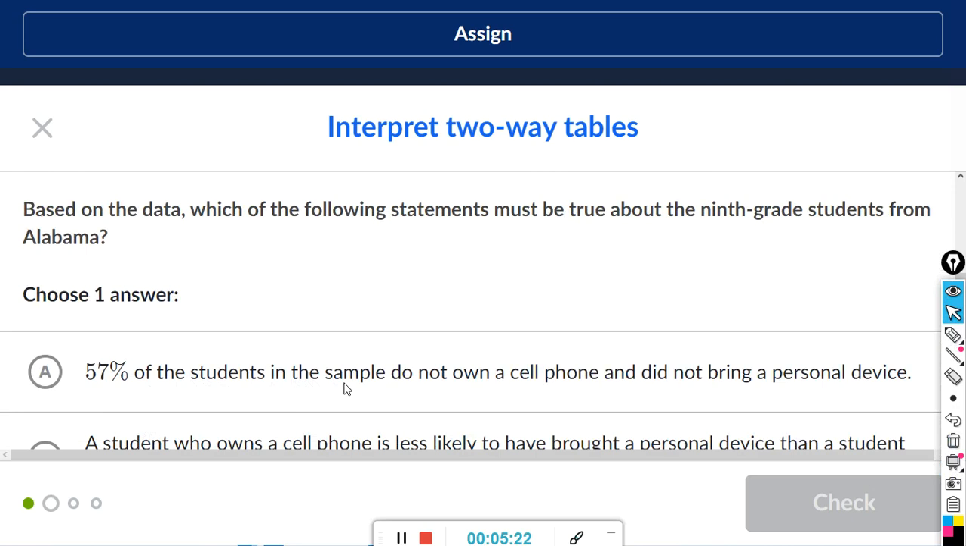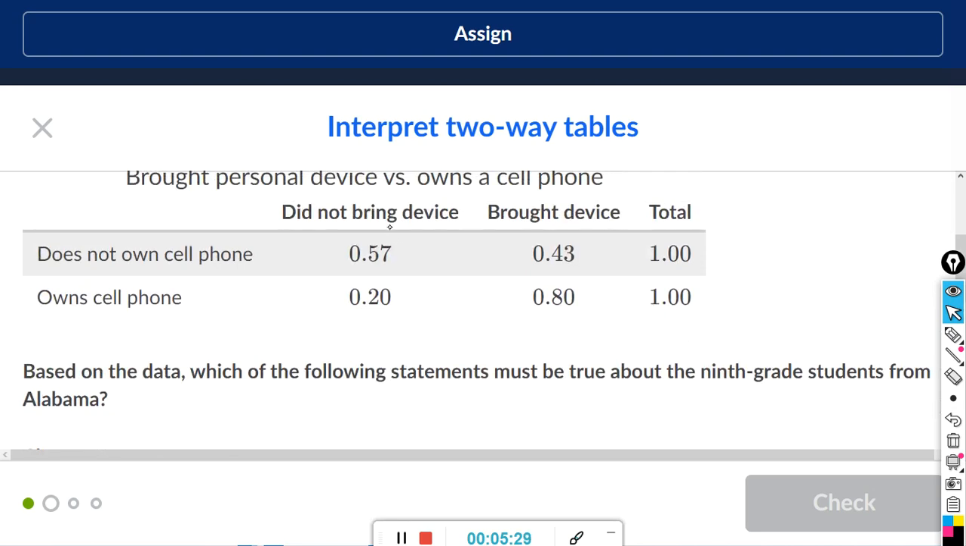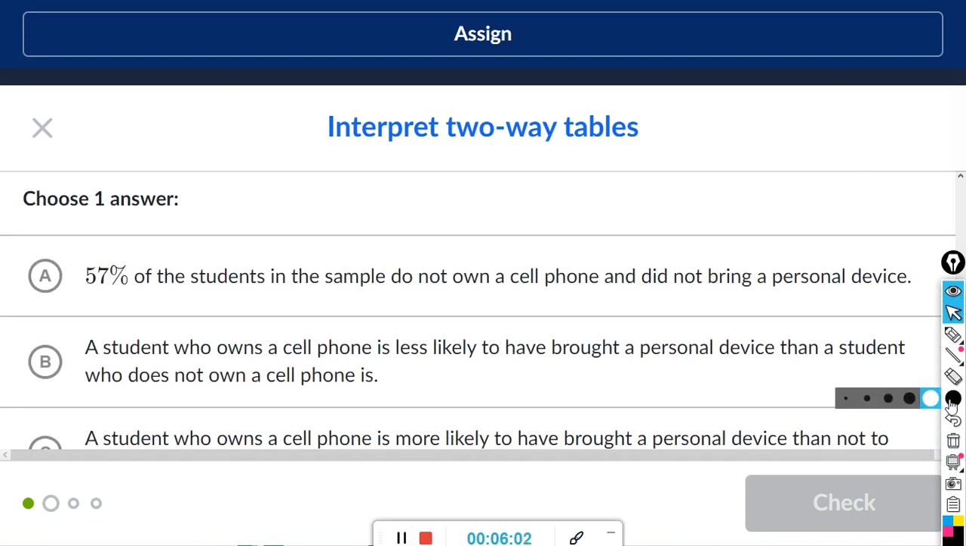57% of the students in the sample do not own a cell phone and did not bring a personal device. Okay, so here it says, do not own a cell phone and did not bring a personal device. It looks like 57% of students, right? But that's not true. This is 57% of this row right here. Okay, so this is just 57% of does not own a cell phone, not of the total. All right, they only gave us row totals. They didn't give us column totals. So answer A is incorrect. All right. So it's not going to be A.